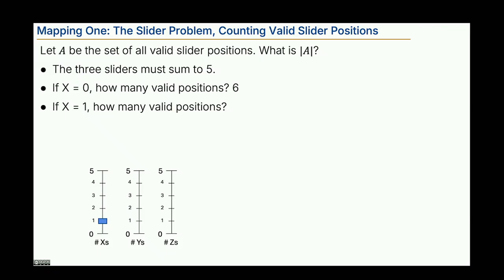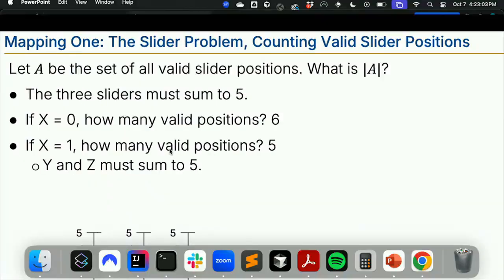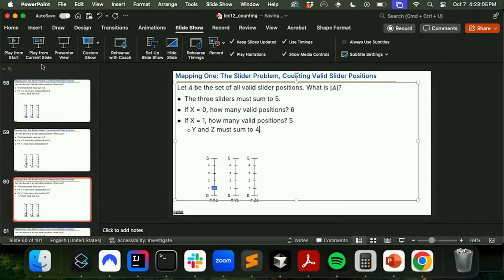Okay, hold on. I gotta make eye contact. So if x is 1, how many positions are there for y and z? Yes! There we go. Yeah, I'm with you. So there's 5 because y and z have to sum to 4. Okay, I knew there would be at least one mistake today, sorry.